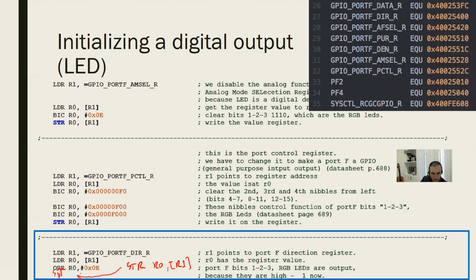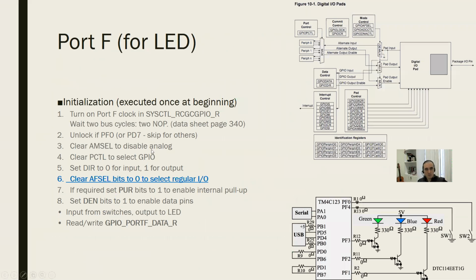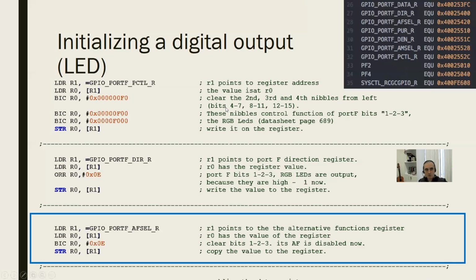It will come here. Okay. Good. Now we are halfway through the initialization. Good. Next one is disabling the alternative function selection bits. For that purpose, I have this register here. The previous thing I changed was the direction register. I'm going to go somewhere and change some bits.